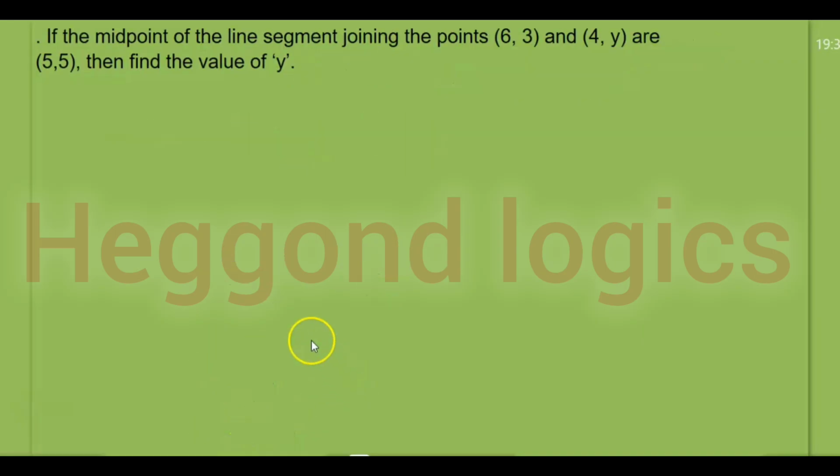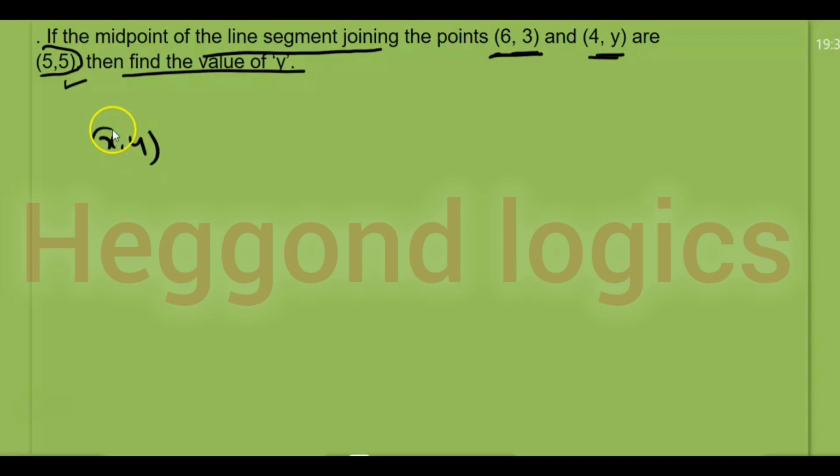Now move to the next one. If the midpoint of the line segment of the points (6, 3) and (4, y) is (5, 5), then find the value of y. This is also a direct question. Here the midpoint coordinates are given, that they are (5, 5). From the two coordinates, one coordinate is (6, 3) and the second coordinate is (4, y). Find the value of y. Apply the midpoint formula: (x, y) is equal to (x1 plus x2) divided by 2 and (y1 plus y2) divided by 2.